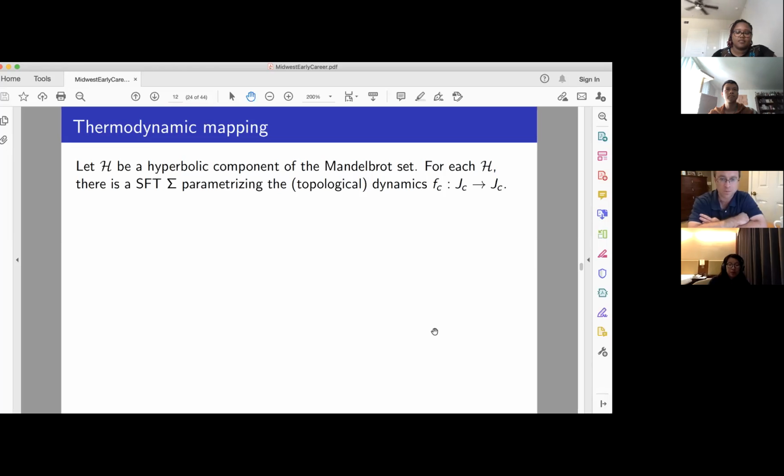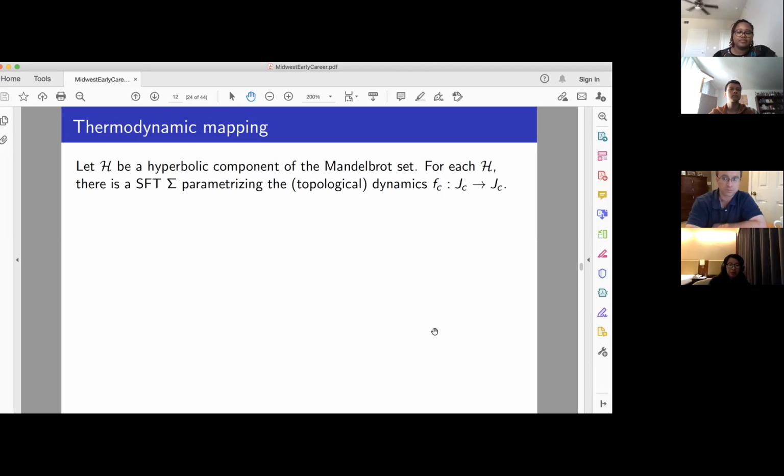And how do we do this? Well, this is because for a point C in H, the dynamics of the quadratic polynomial restricted to the Julia set is hyperbolic. So by structural stability, if you move the parameter C in the hyperbolic component, then we will get a holomorphic motion of the Julia set, right? And in particular, for any two parameters C and C prime in the hyperbolic component, the dynamics are conjugate.